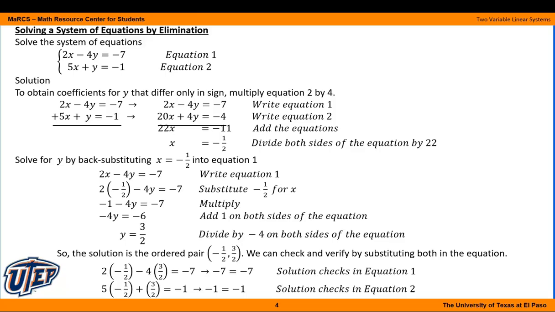Substituting this back into equation 1 gives us 2 times minus 1/2 minus 4y is equal to minus 7. That means we get minus 1 minus 4y is equal to minus 7, and negative 4y is equal to minus 6, thus y is equal to 3/2. Therefore, the solution is minus 1/2, 3/2. As always, substitute the solution into both equations to verify the result.